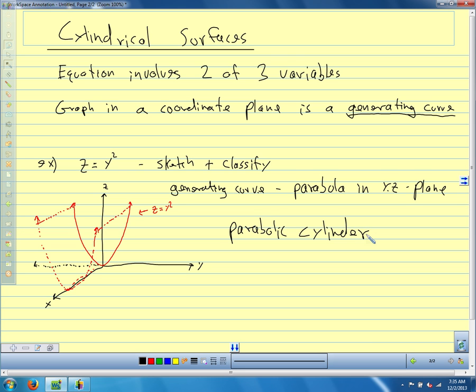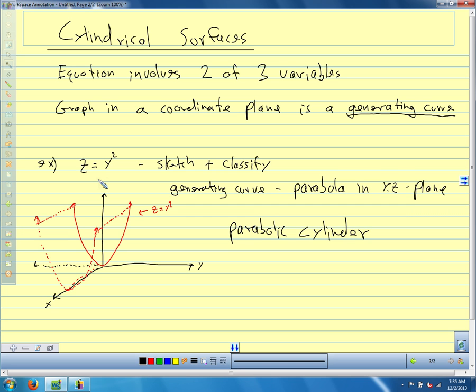So this would be an example of a cylindrical surface. Our equation only involves 2 of the coordinates, and our third coordinate can take on any value, and that equation is going to be true for any of those values of the third coordinate. Does that make sense?